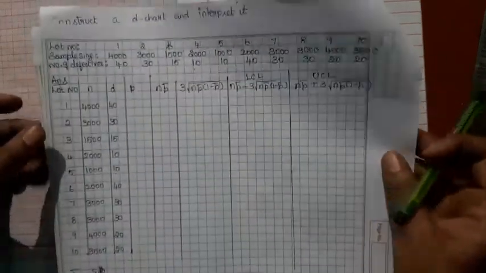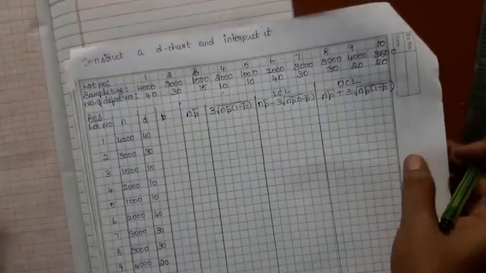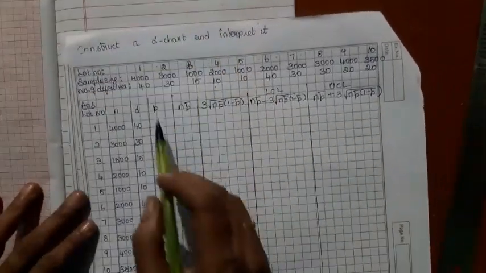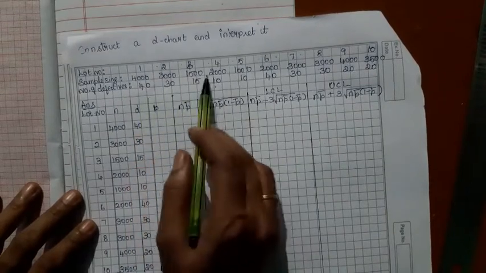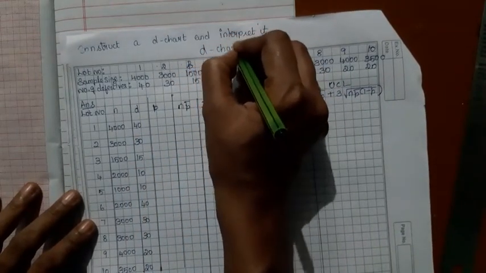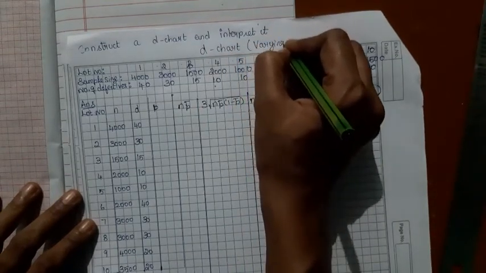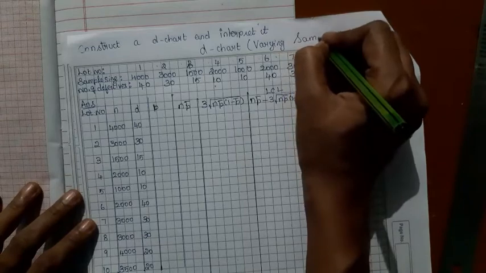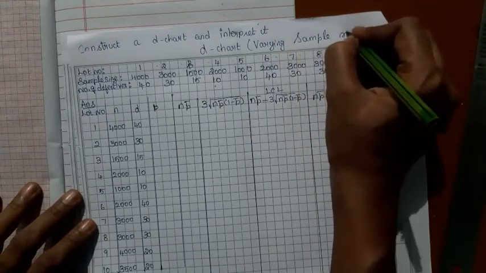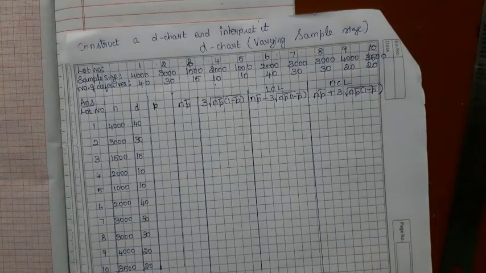Let us consider this problem of constructing a D chart. The sample sizes are different for each of the lots, right? So this is D chart for varying sample size. The lot number, n values and d values are given. Number of defectives are given.